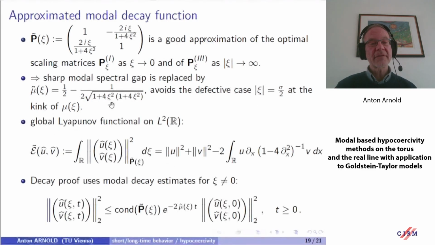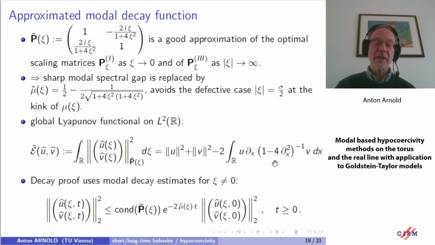So having this approximation, one can again write down a global Lyapunov functional just by integrating up all the modal norms with this scaling function p tilde of psi that you see on the first line. And since this is a rational function of the modal variable psi, this can be translated into physical space with a slightly more complicated pseudo-differential operator that appears here, but at least it has a smooth symbol. So there is hope to be able to do computations with such a Lyapunov functional.